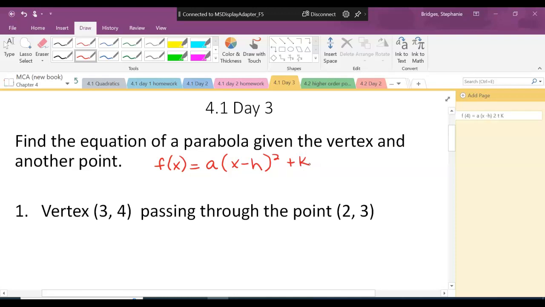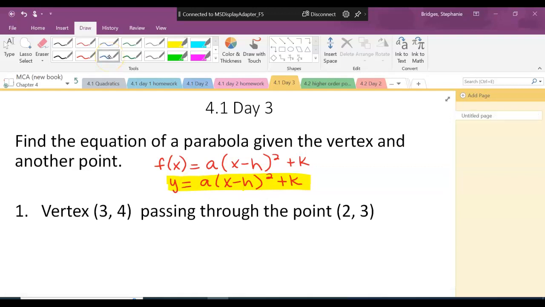Okay, that's in function form. But what is it that we talked about multiple times? f of x is the same thing as y. So technically we can also look at it like this. We're going to be using this form of it to help us write an equation.